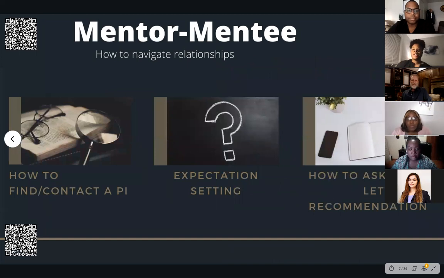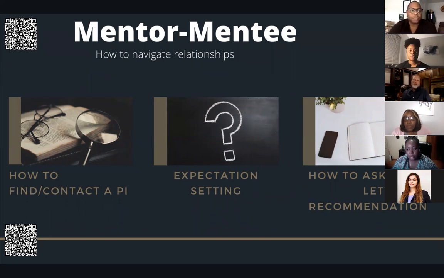Okay. So mentor-mentee relationships. There are 3 main things that we were getting questions about. One, how to find and contact a PI, especially in the era of COVID. Two, expectation setting, right? Are you going to do all the work for your PI and get nothing in return? So how do you navigate that? And then three, how to ask for a letter of recommendation. And you're not asking for just any letter of recommendation. You want a strong letter of recommendation. So we'll talk about what that looks like and why that's important for you, wherever you're trying to get to for your next step.